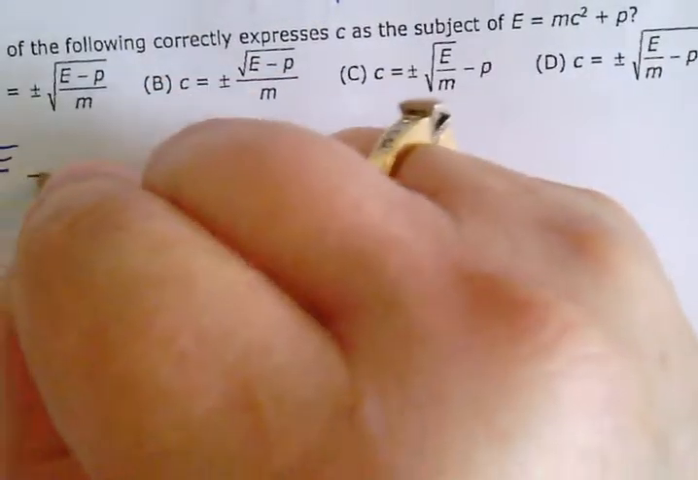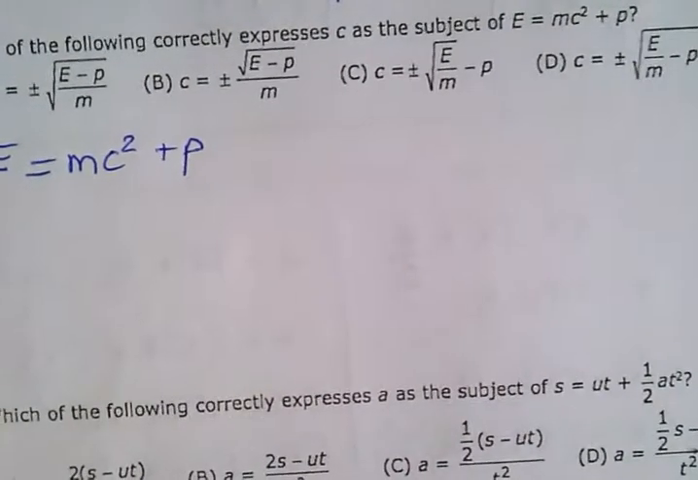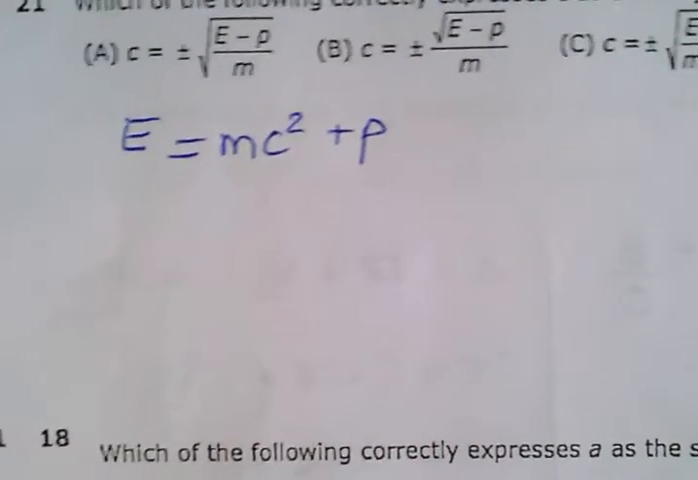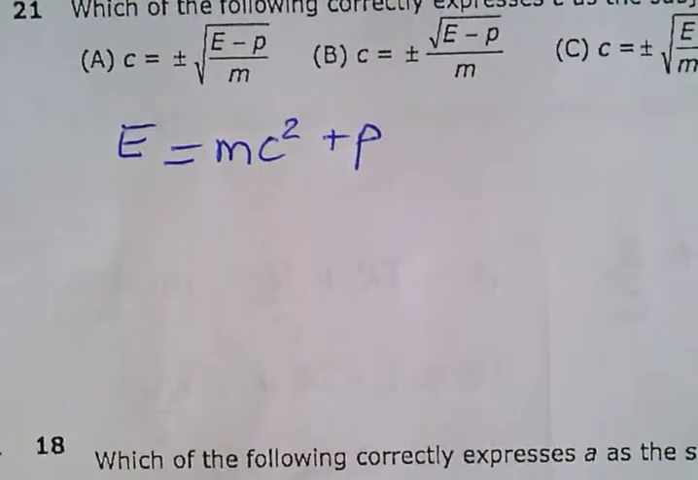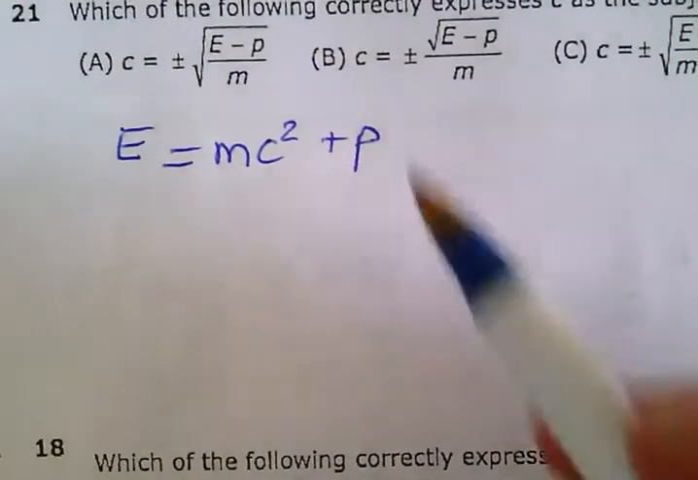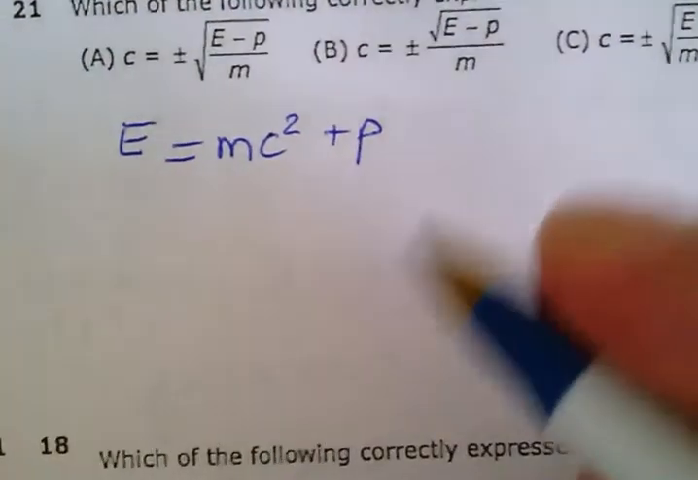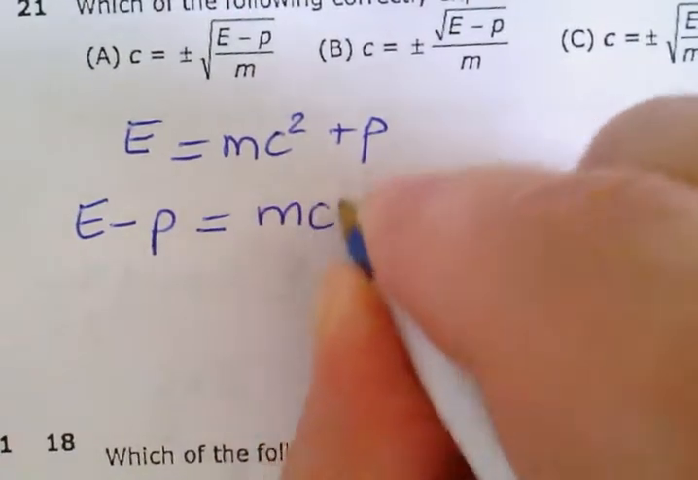Question: E equals MC squared plus P. This obviously is some physics equation. We need to make C the subject. Okay, what are you going to do? What will you move first? The P. See, this is like a plus 5 or something. This plus P is going. So what do we write? E minus P equals MC squared.